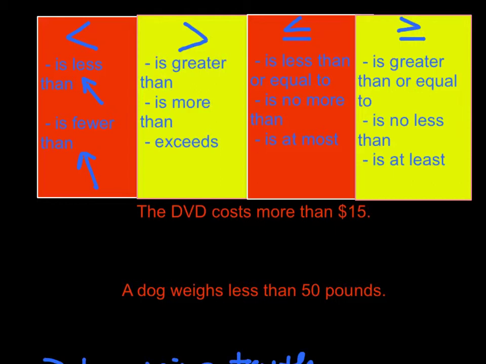We also have a greater than symbol. Key words and phrases that are used with greater than symbols are is greater than, is more than, and exceeds. This exceeds one is a good one.